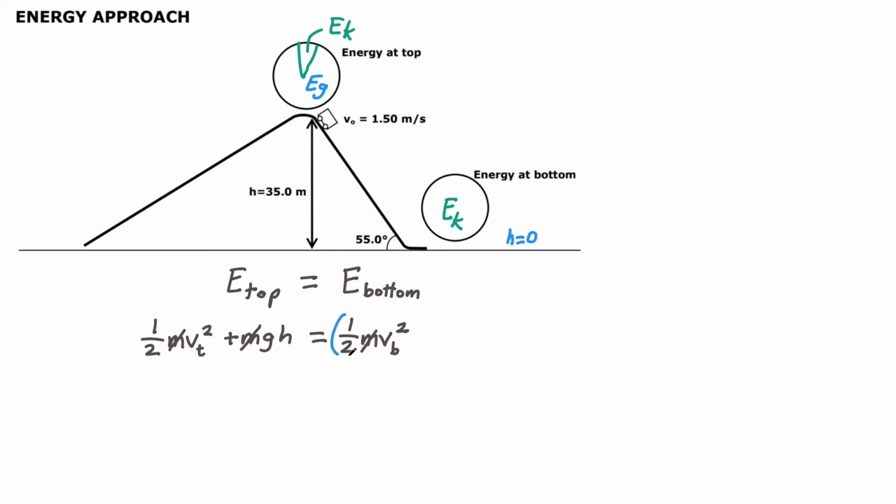I would multiply both sides of the equation times 2 to cancel the 1/2. That means the entire left-hand side of the equation needs to be multiplied by 2. That cancels everything over here except vb squared. I want to take the square root of that side of the equation and the square root of this side of the equation. Plugging in numbers, it's going to look like this.